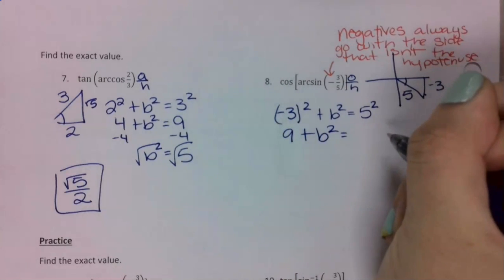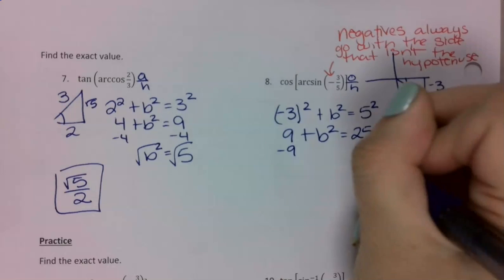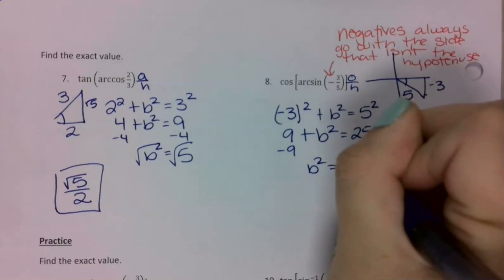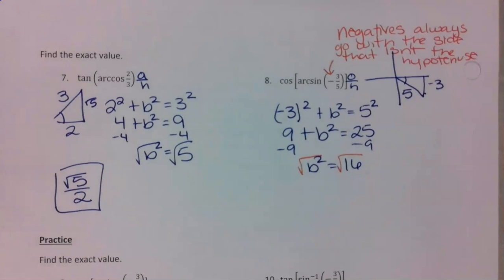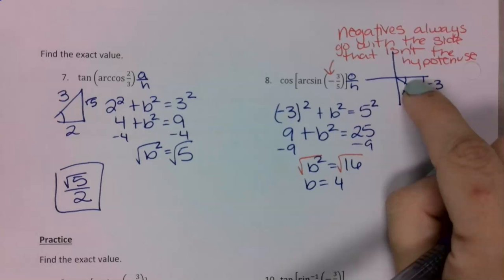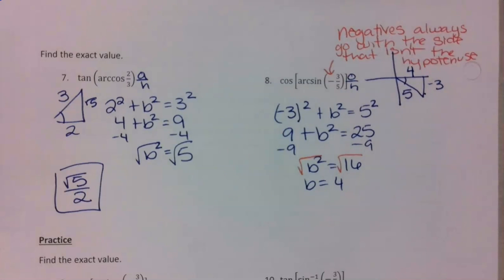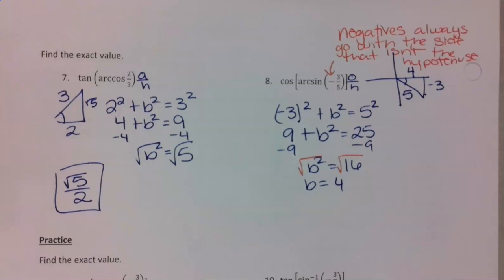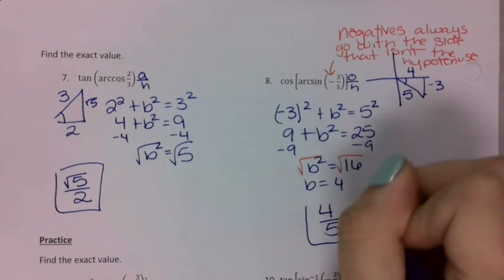And then 5 squared is 25. Okay. So when I subtract 9 on both sides, I get 16. And then I could go ahead and square root. 16 is a nice number to take a square root of. It gives me 4. When I write my 4 up here, is it going to be positive or negative? Positive, because x values are positive over here. Okay? So then I just need to find cosine. Cosine is adjacent. Questions here?